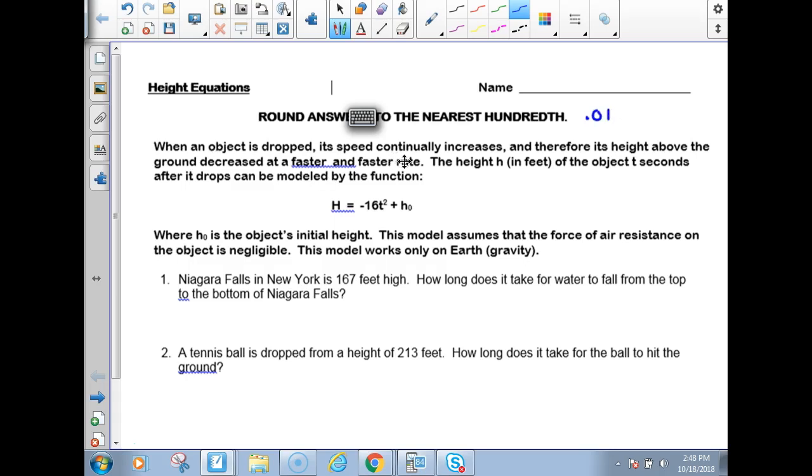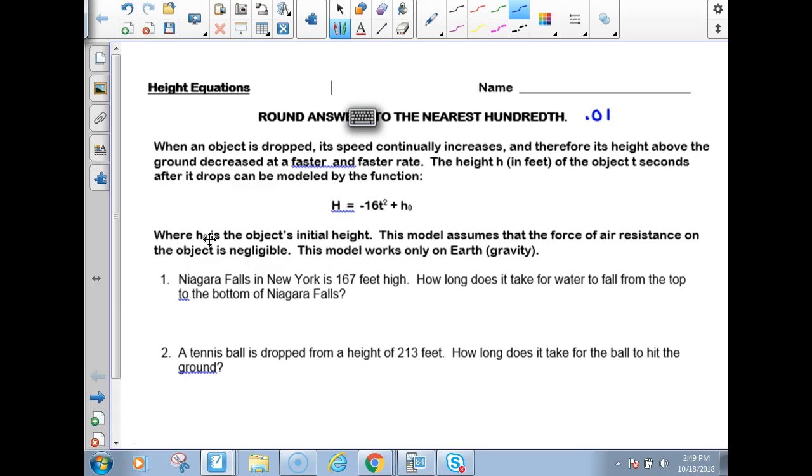When an object's dropped, its speed continually increases. Therefore, its height above the ground decreases at a faster and faster rate. The height in feet of the object t seconds after it drops can be modeled by the following function. Because you keep speeding up, that's why it hurts so much to fall from a high point, and it's much more dangerous than falling from a low point because you're not picking up all that speed. So that kind of makes some sense too, right?